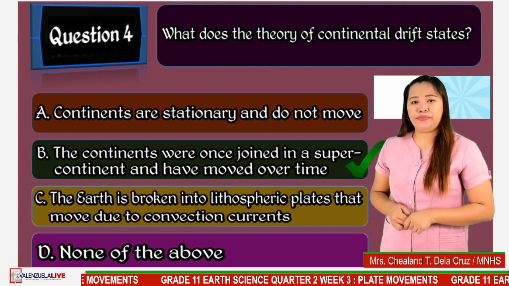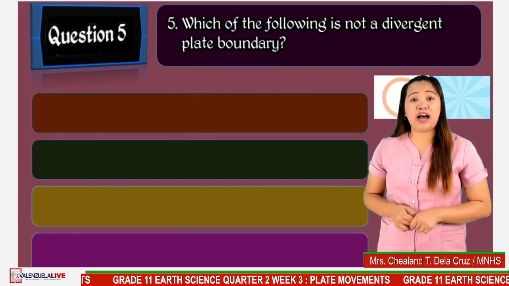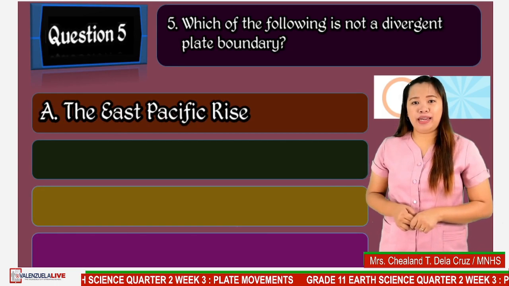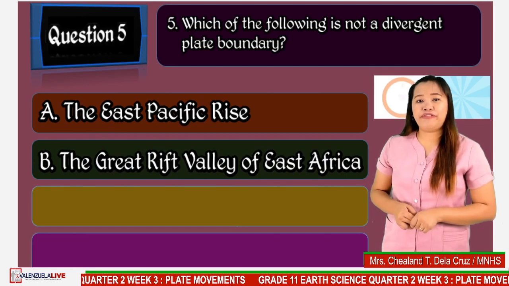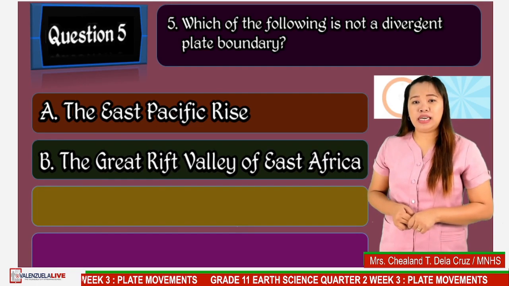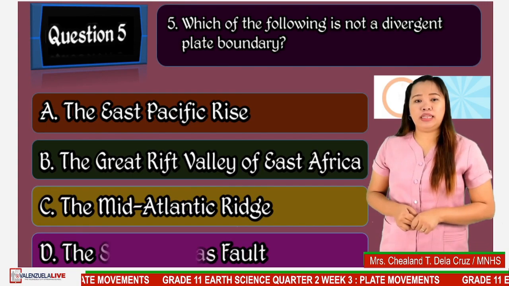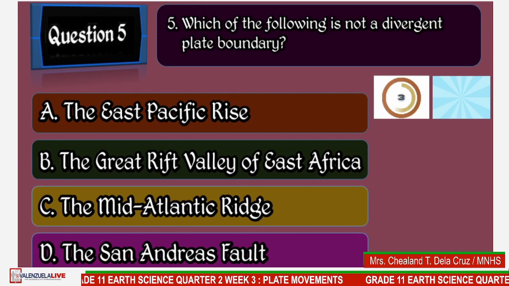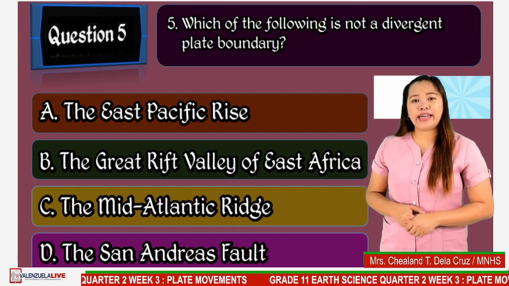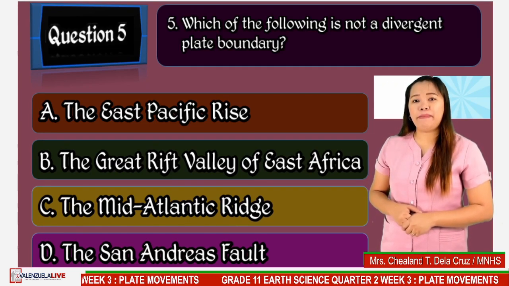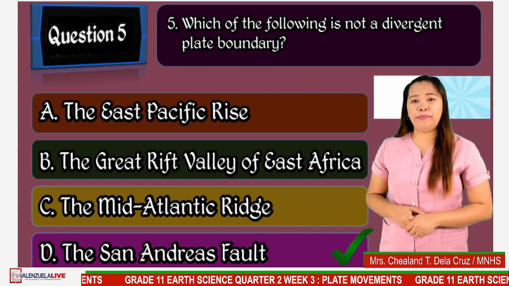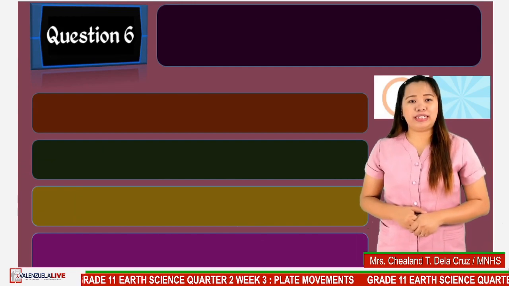Question number 5. Which of the following is not a divergent plate boundary? A. The East Pacific Rise. B. The Great Rift Valley of East Africa. C. The Mid-Atlantic Ridge. D. The San Andreas Fault. The correct answer is letter D, because the boundary where San Andreas Fault is located is an example of a transform plate.